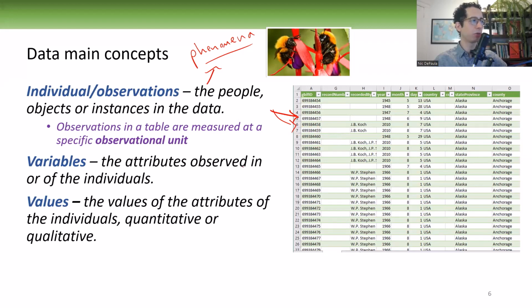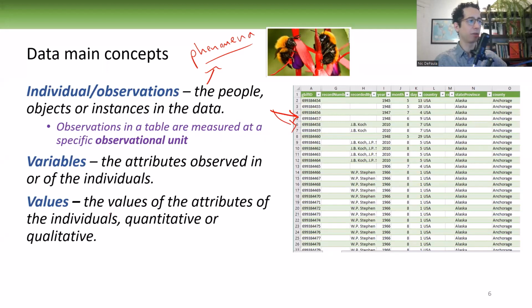The variables are the attributes observed in or of the individuals. So let's say we're working with bees. Individual bees have particular variables or qualities of interest, such as maybe color, speed at which they fly, number of legs, age, and so on. But also, if we're working with a different observational unit, such as a colony, then we're going to have different attributes. Maybe some of the same ones, such as age, but some different ones, such as, well, how many bees are in the colony, and so on.